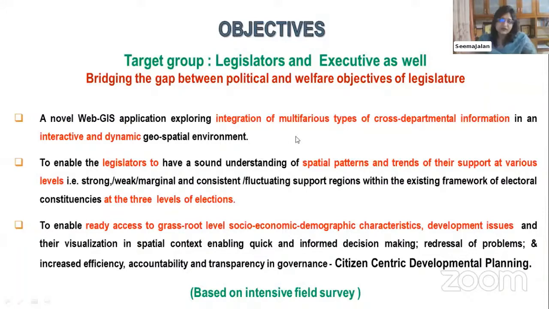It is a novel WebGIS application which explores the integration of multifarious types of cross-departmental information in a geospatial environment in an interactive and dynamic manner. So we want to enable the legislators to have a very sound understanding of their support base, the pattern and trends of their support at all the three levels of elections, the local government elections and the Vidhan Sabha and the Lok Sabha as well.